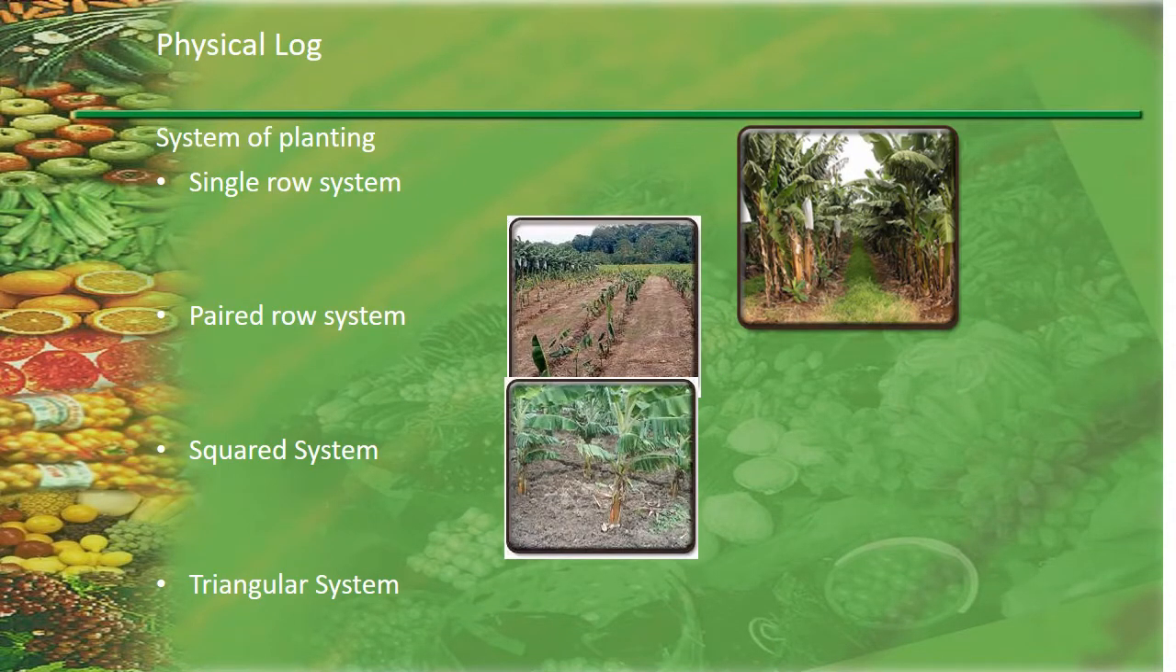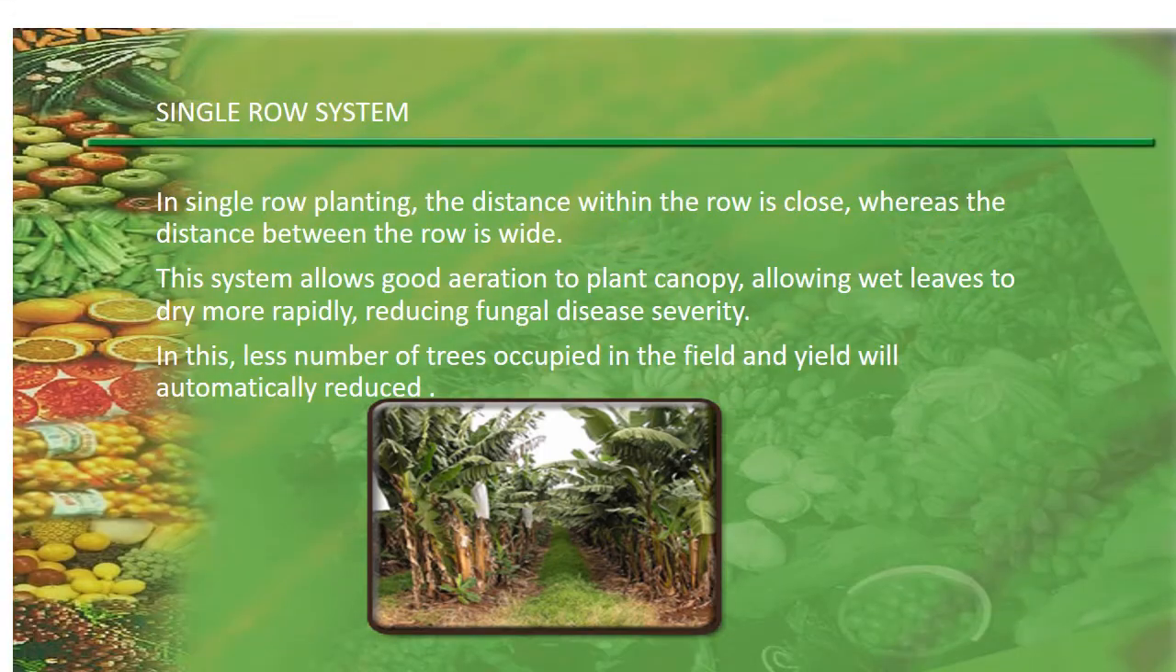System of planting: single row system, paired row system, square system, and triangular system. Single row system. In single row planting, the distance within the row is close, whereas the distance between the rows is wide. This system allows good aeration to the plant canopy, allowing wet leaves to dry more rapidly, reducing fungal disease severity. In this, fewer trees are occupied in the field and yield will automatically reduce.